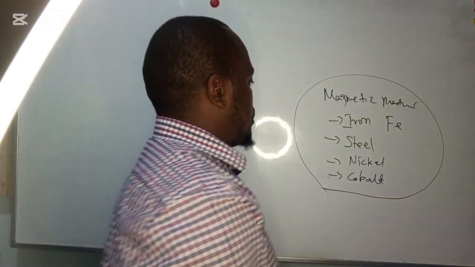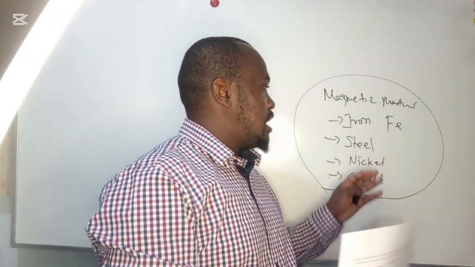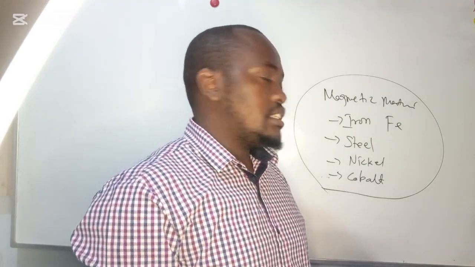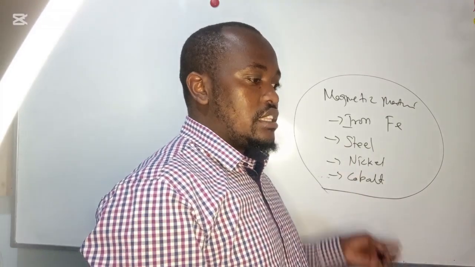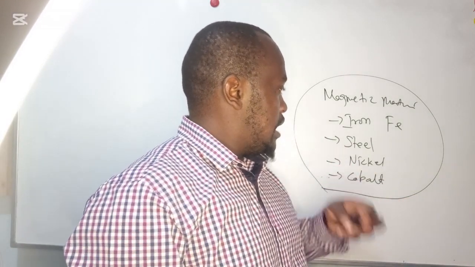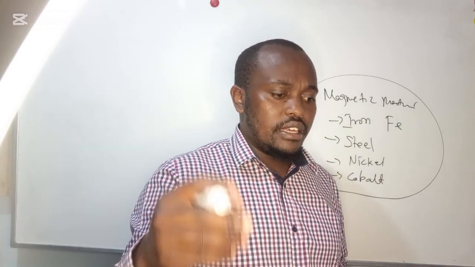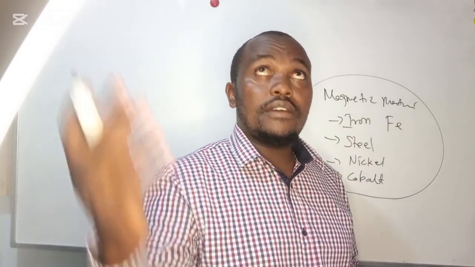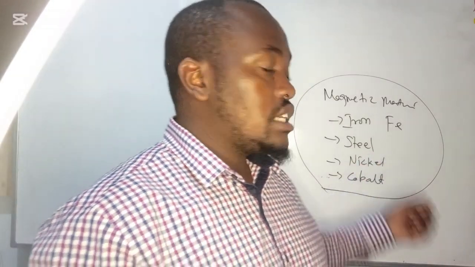So the next question, you could be given a list and asked whether these are magnetic or not, or asked to mention magnetic materials. You know, there is iron, steel, nickel and cobalt. An example of where you can find steel is in construction materials, the iron bars used before the columns and the slabs are put. Or also stainless steel in your kitchen, that knife.